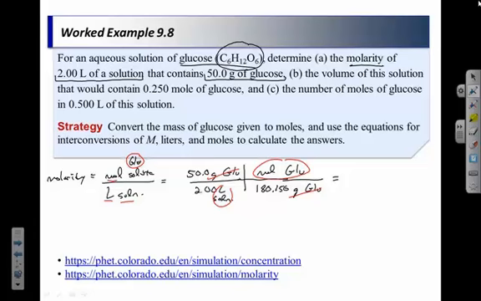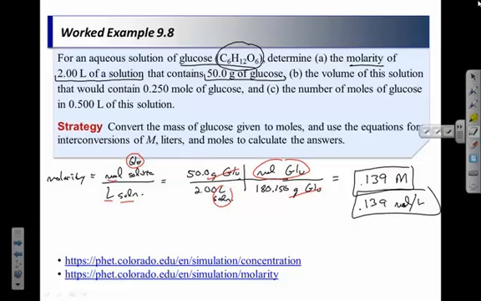So I can do 50 divided by 2 divided by 180.156, and I get, with 3 sig figs, 0.139 molarity. So the symbol for molarity is a capital M. And you can also write molarity as moles per liter. That's the same exact thing. Questions about that?